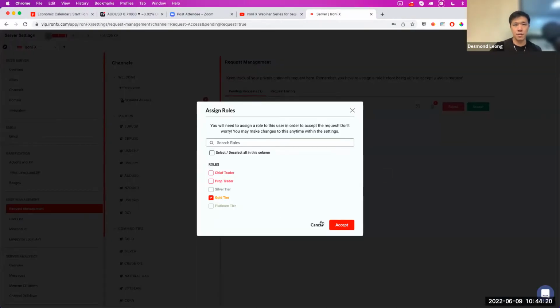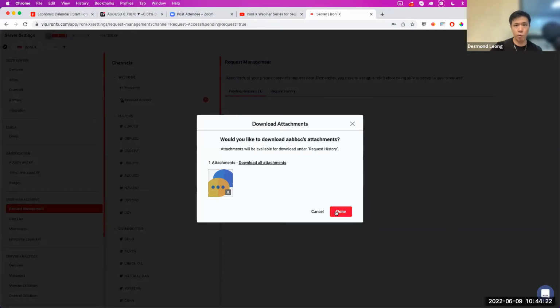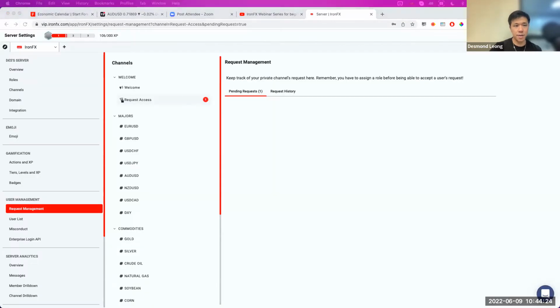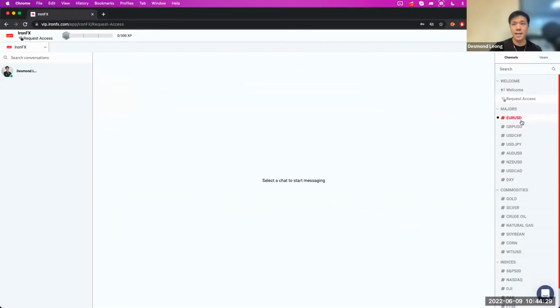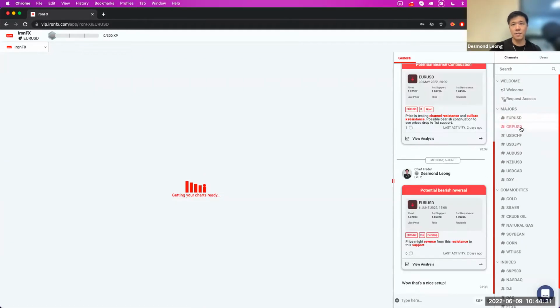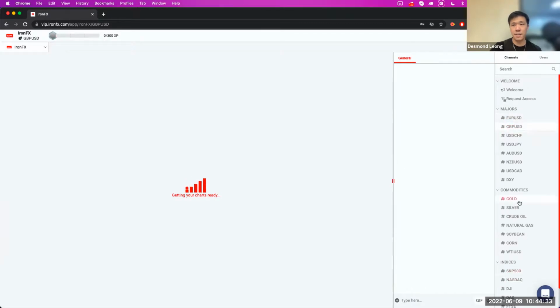I'm going to give you a gold tier. So when that is done, I'm going to come back to here, and you see my account over here. I suddenly have access to all these different charts and all these different analyses by the side. I'm going to show you how you can use this in your trading to be a better trader.